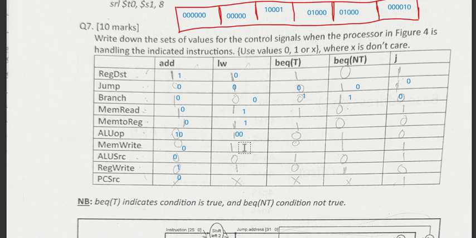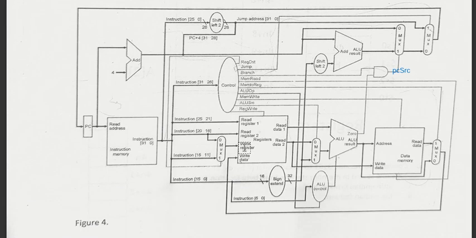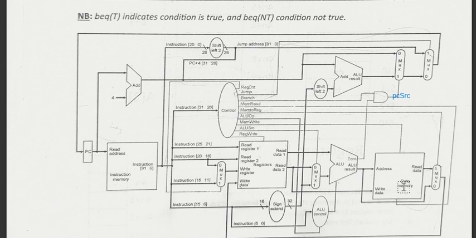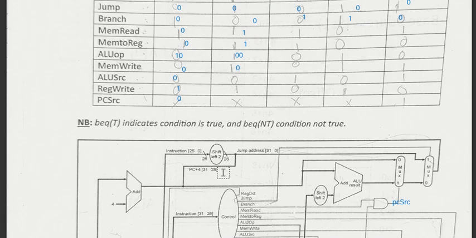And MemWrite, does load word write to memory? Of course it does, right? It writes to memory. So let me see the MemWrite signal. Sorry, load word doesn't write to data memory. It writes to a register, not data memory. So MemWrite has to be 0. Very sorry about that.